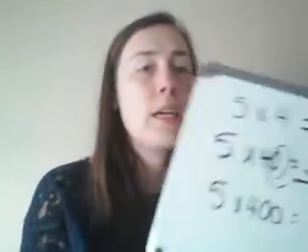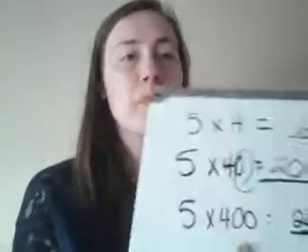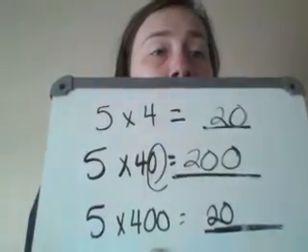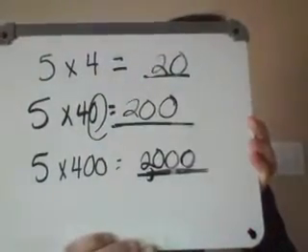5 times 400. So again, I think 5 times 4, which is 20. I notice after my 4, I have 2 zeros in 400. And so I'm going to add 2 more zeros to the end of 20. So 5 times 400 equals 2,000.